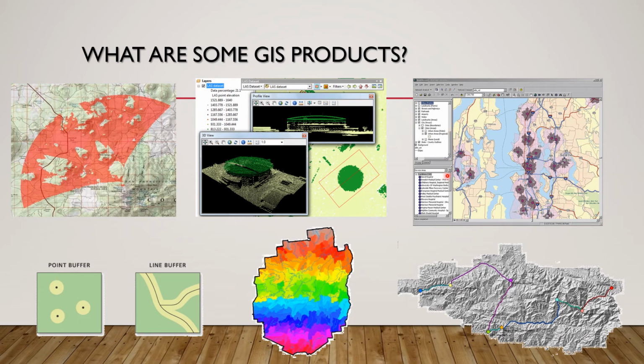This is a drive time analysis looking at how far you can get from a given place in a certain amount of time. This is just showing terrain and ideal path. This is watershed analysis. And this is just some simple geospatial analysis, or spatial analysis, doing buffers, which is really fun.